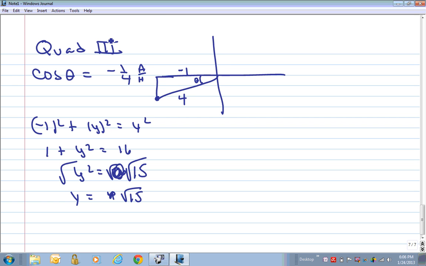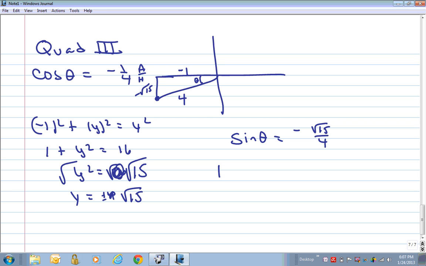Sorry about that. All right, so this is actually the square root of 15, but it's going to be negative square root of 15. And again, it could be positive or negative depending on the quadrant you are in. All right, so I want the sine of theta. Given that information, the sine value would be opposite over hypotenuse, which would be negative square root of 15 over 4. So there would be one of my answers.